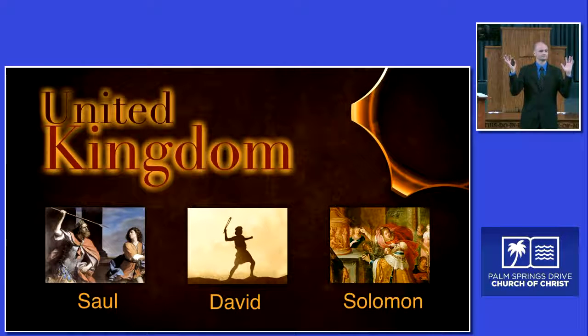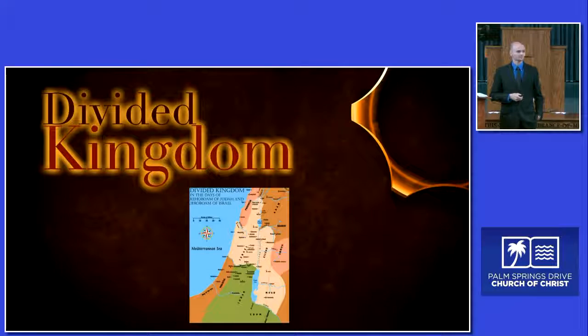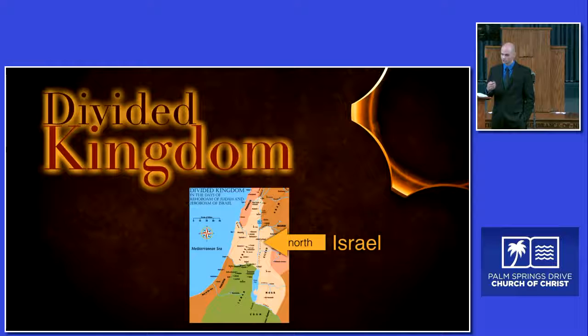So, United Kingdom. What's the next period after the United Kingdom? And by the way, once we get here, it gets really confusing in Scripture to know exactly where this is. I could tell you, but you wouldn't remember because you've got two narratives and it's really hard to keep up with. What's the next period? The divided kingdom. So the kingdom splits north and south. The northern kingdom is Israel. The southern kingdom is Judah.